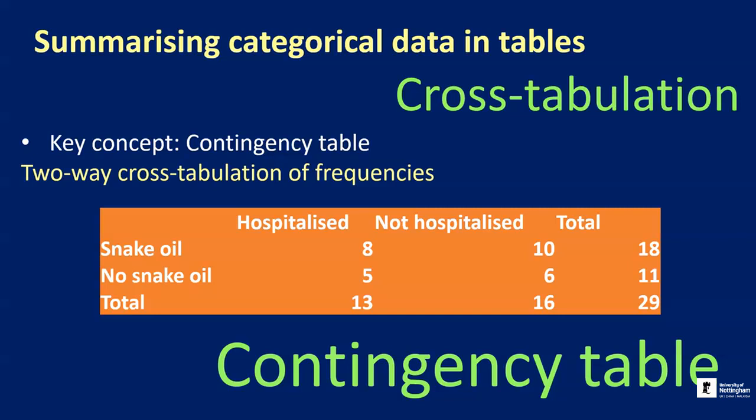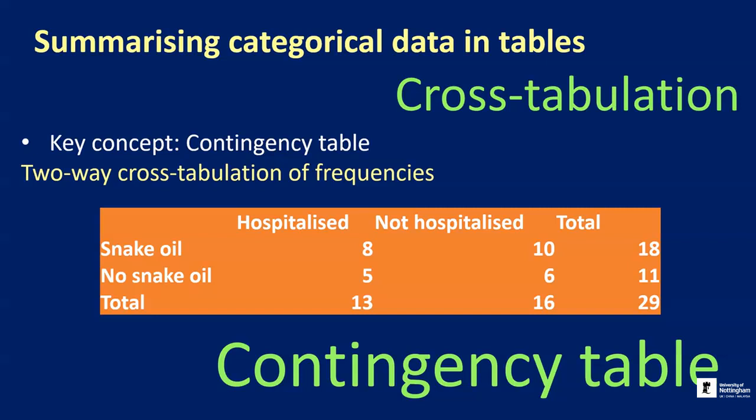So now we've got 4 possible combinations, snake oil or not, hospitalized or not. And we can draw up a table of these frequencies, which is another really useful way of summarizing categorical data. In this case, it allows us to summarize 2 variables, the treatment and the hospitalization, simultaneously in what we call a cross-tabulation. And for a 2-way cross-tabulation like this, where there are 2 variables at play, that's a special kind of cross-tabulation called a contingency table.